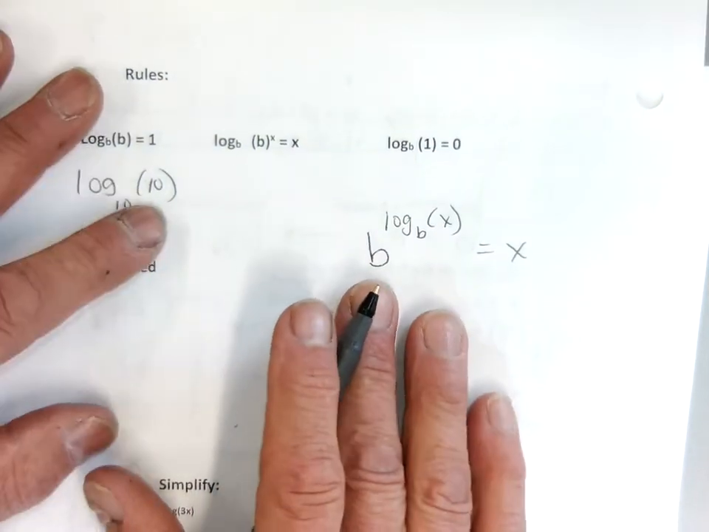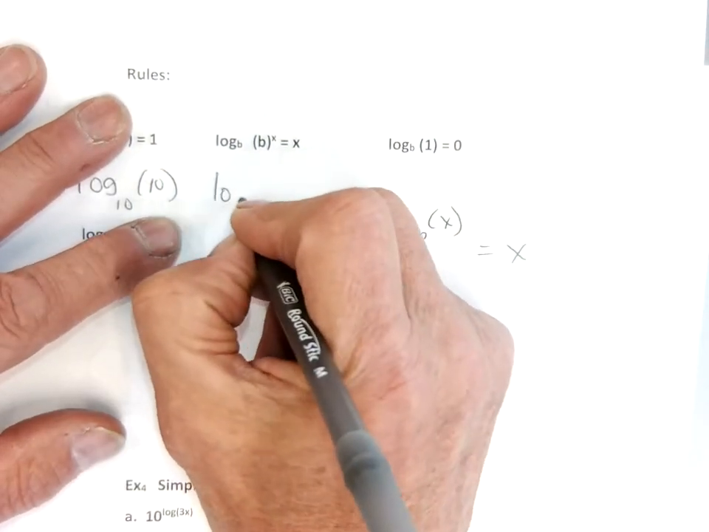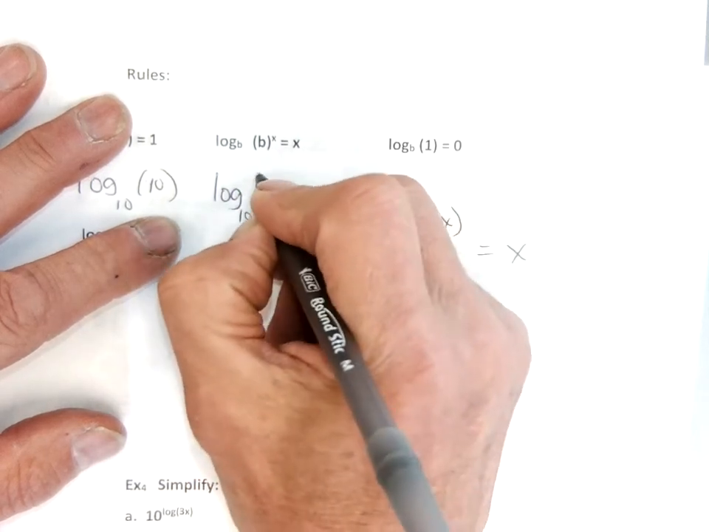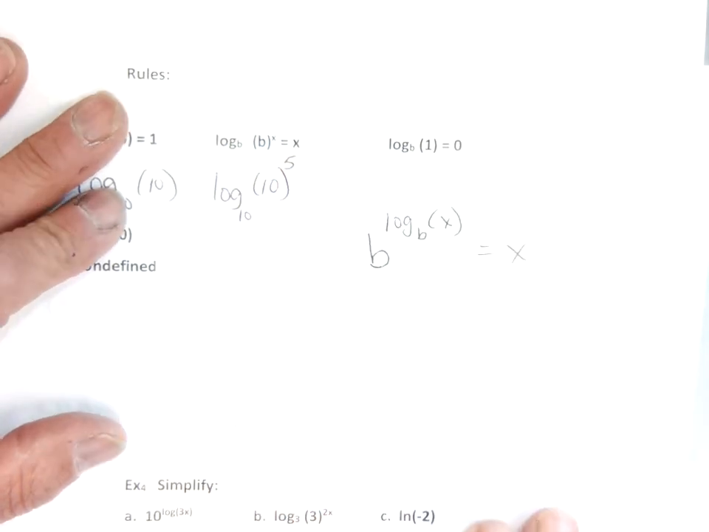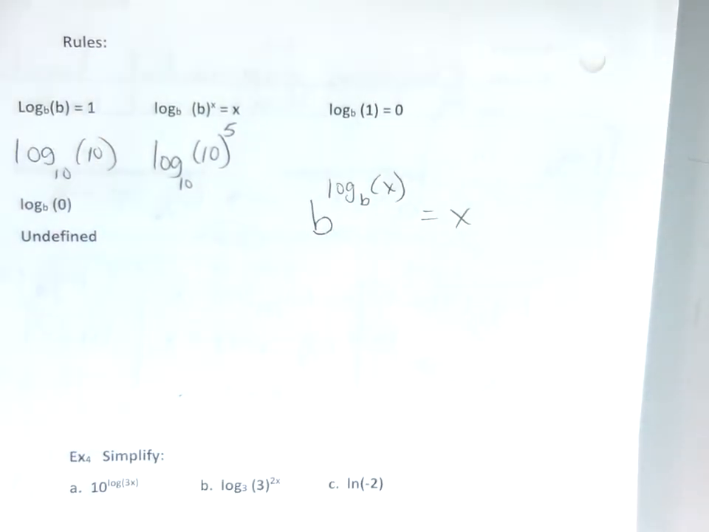Okay, now here, write this one down. If I've got a log base 10 of 10 to the 5th power, I'm going to say the answer is 5. See if you can put in log 10 to the 5. I'll bet you get 5. So if the base and the expression's base are the same, it's just going to equal the exponent. That's the rule.